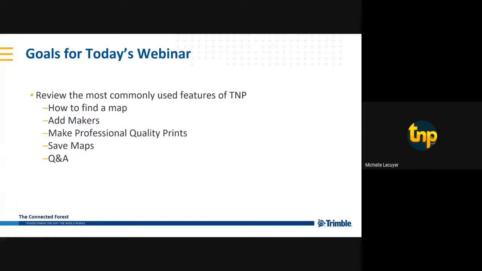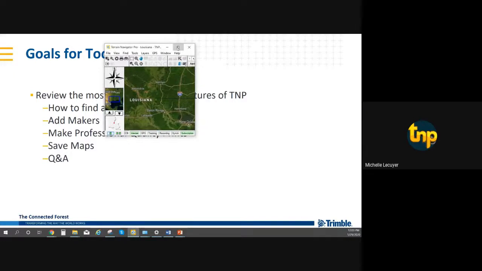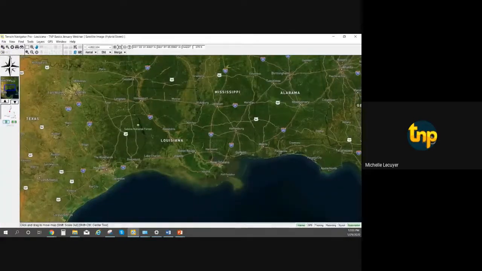And then we're going to talk about how to save those maps so that you can access them should you need to print those maps down the road. So that's basically just a real quick overview this afternoon. I expect that this afternoon's webinar won't take that long at all, but we'll go through some of the basics here. So what I'm going to do now is go ahead, I'm going to switch over to Terrain Navigator Pro. So let me go ahead and bring my Terrain Navigator Pro into the window so that everyone can view that.